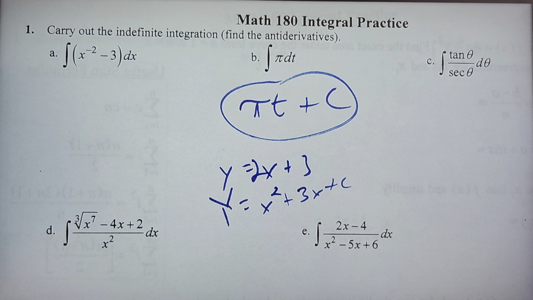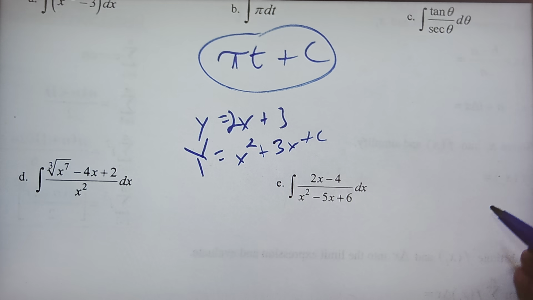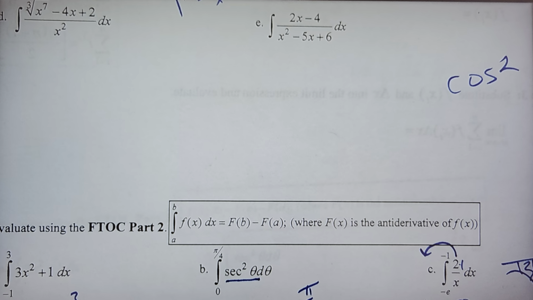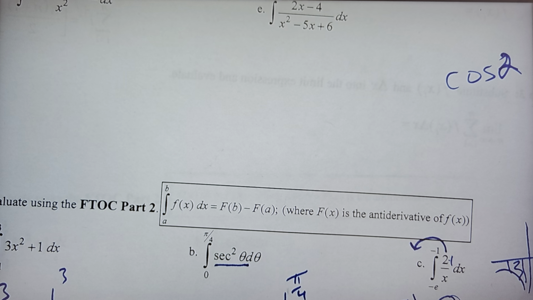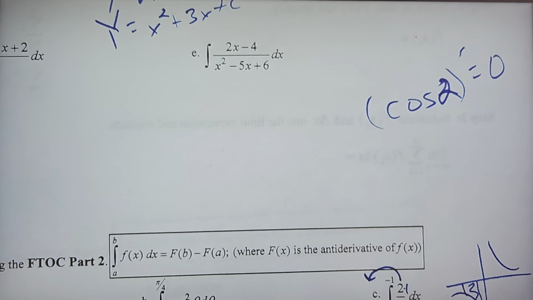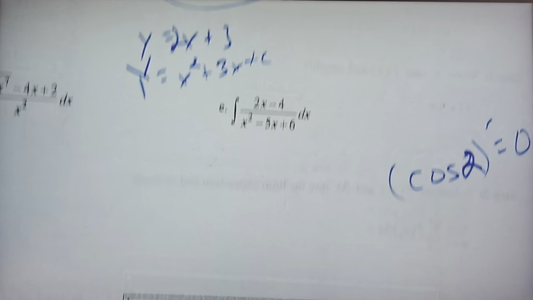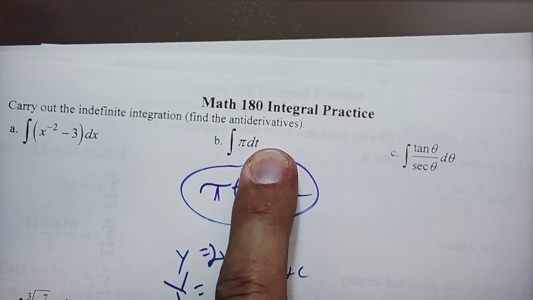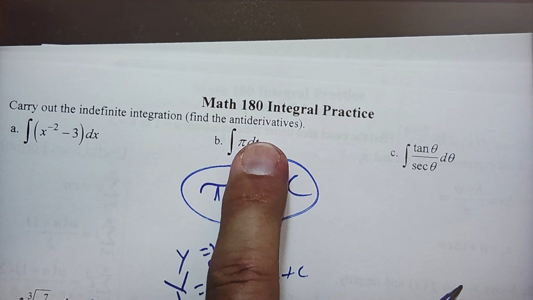Do you guys remember how evil I was? I still am. When I said take the derivative of cosine 2? Just cosine 2, yes? And all you guys were like, sine 2, blah, blah, blah. No, the derivative of this is 0, because this is a constant. So when I take the integral of a constant, it just becomes a multiple of the variable.